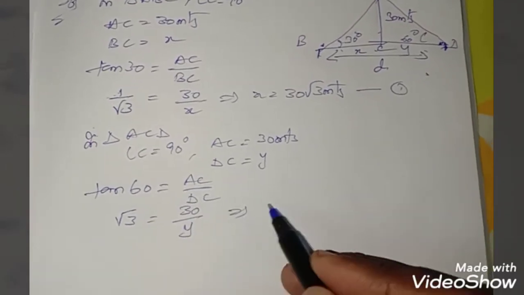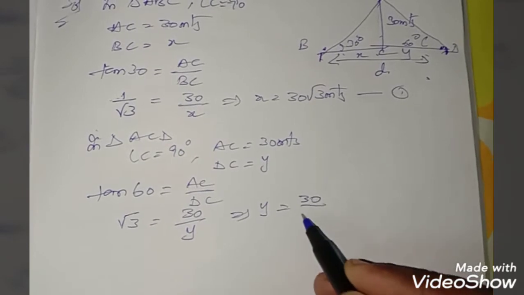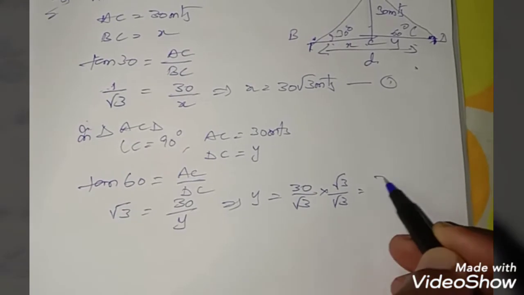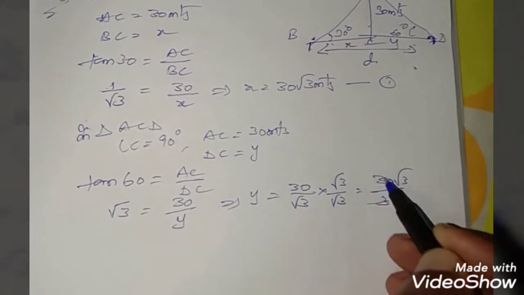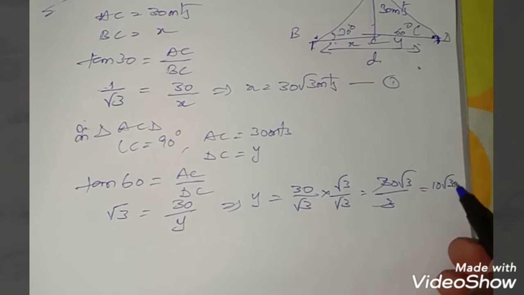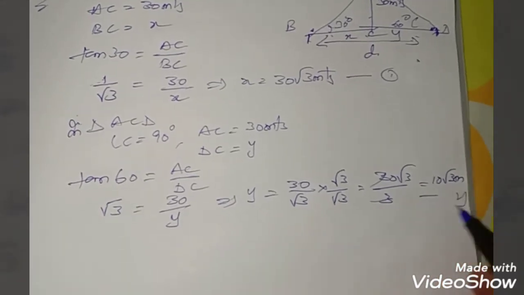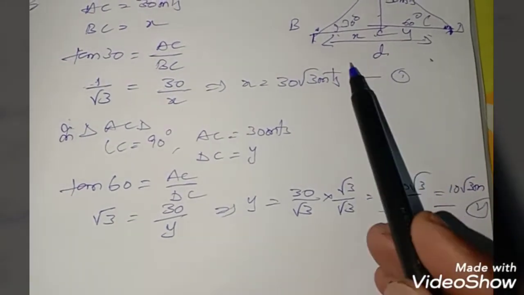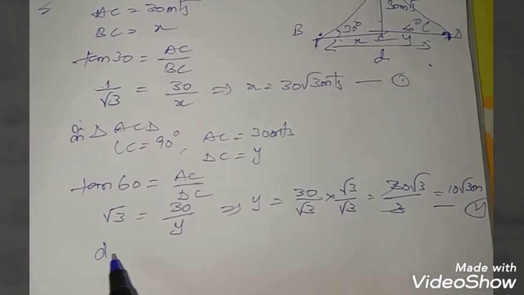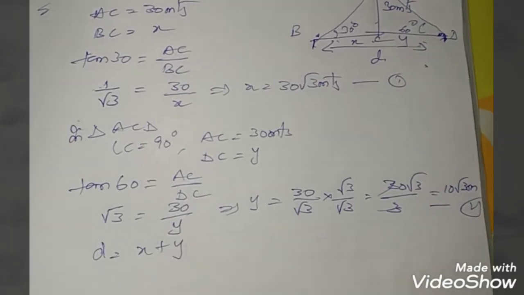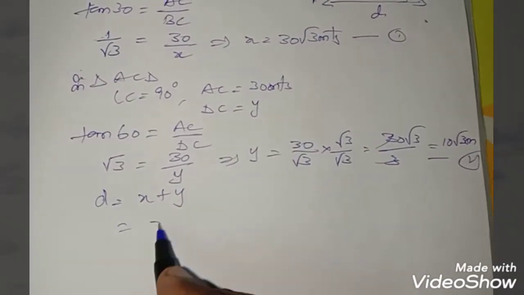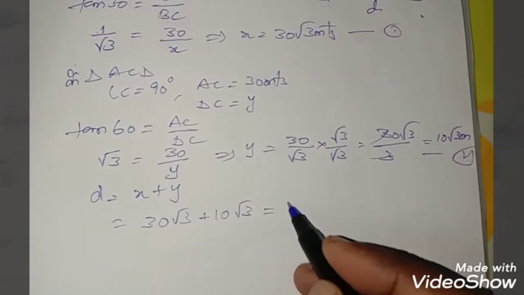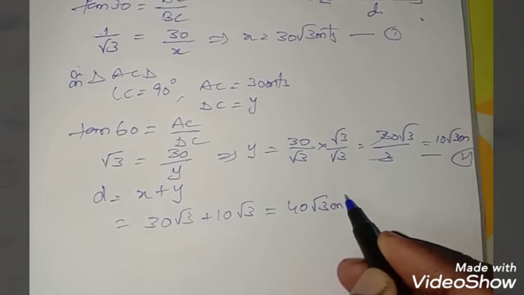Now if I cross multiply, Y is equal to 30 by root 3. Now if I rationalize, we will get 30 root 3 divided by 3. If I cancel, you will get 10 root 3 meters. Now this is your second equation. So after getting these two equations, you have to add these two so that I will get D. So D is nothing but X plus Y, that is X value is 30 root 3 and Y value is 10 root 3. Now if I add, you will get a total of 40 root 3 meters.